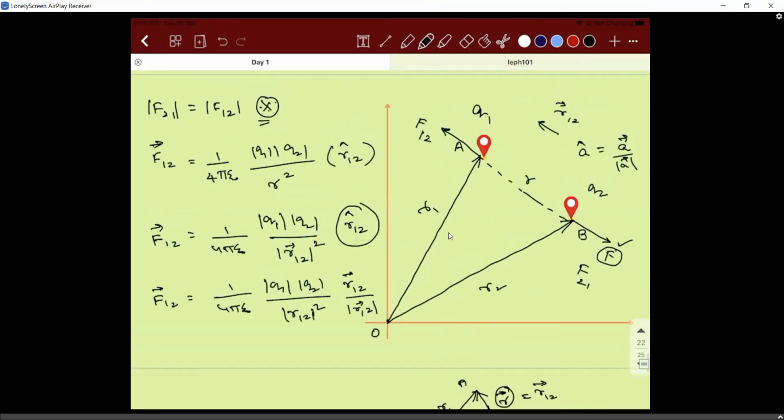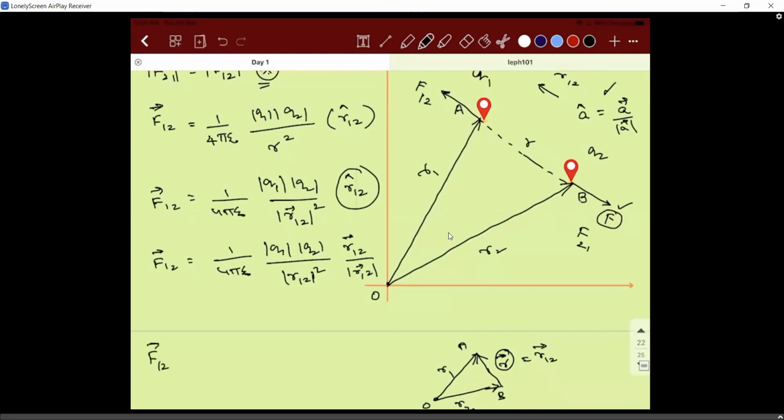So I wrote it down. A cap is equal to A vector divided by magnitude of A vector. Why it is so, I have explained in the 11th standard videos. You can go and see. Okay.